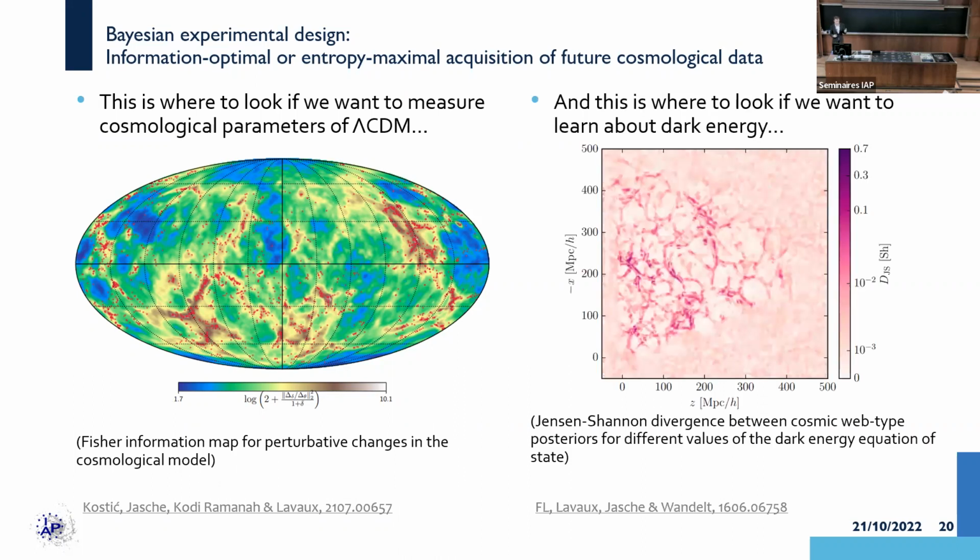If you're interested in dark energy, this is where to look in the cosmic web, because dark energy affects the filaments and the growth of voids, etc. So it should have different amounts of information depending on where you look in the cosmic web. That's the Jensen-Shannon divergence, which is very much linked to the notion of entropy in information theory. It is computed between cosmic web type posteriors for different values of the dark energy equation of state, and this is quantified in Shannons or bits, but I tend to argue that a bit is actually the computer representation of a Shannon. So the Shannon is the more precise terminology.